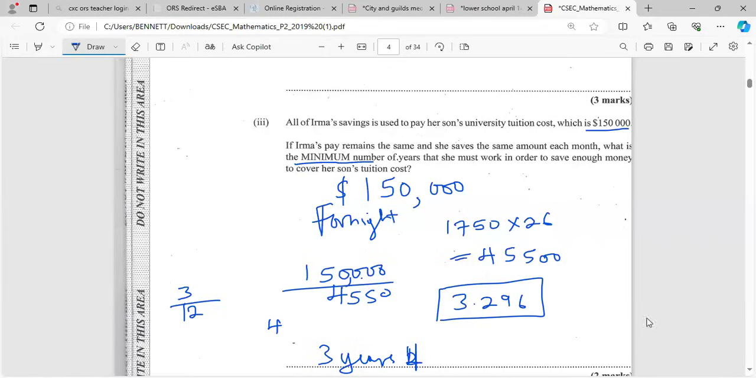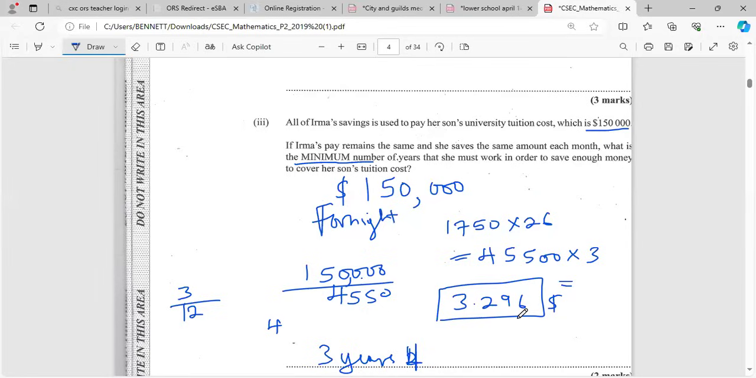You understand? Sir, can I say something to you? When I multiplied this 45,500 by 3 years, I got 130 something. So it's not far from making it. So I would say 3 years and a few months would be perfect. You understand me? Because it's 130 something for the 3 years.